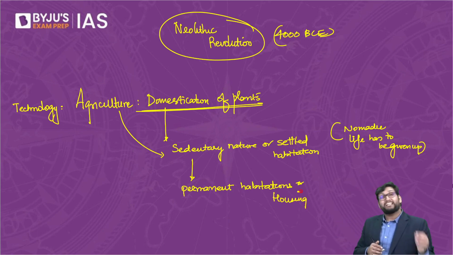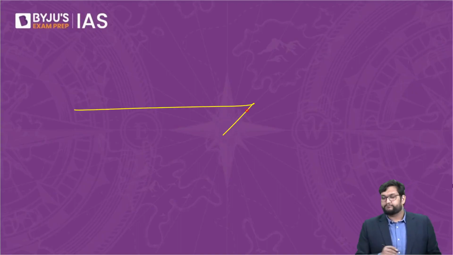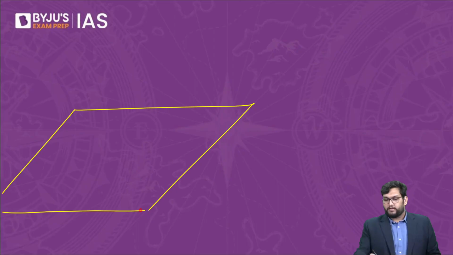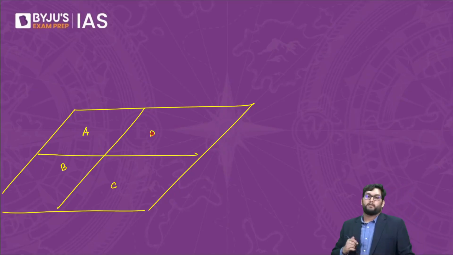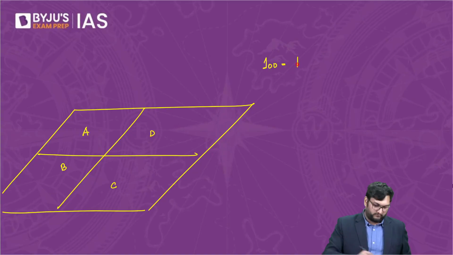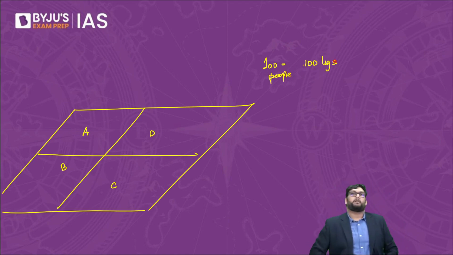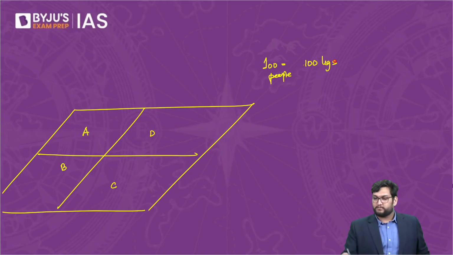But agriculture is even more dangerous than that. I'll tell you why. For example, you have this area. There were A, B, C and D, 4 farmers. 100 people live and they need 100 kgs. Now, let's make it 5 farmers. Each of these farmers produces 20 kgs.